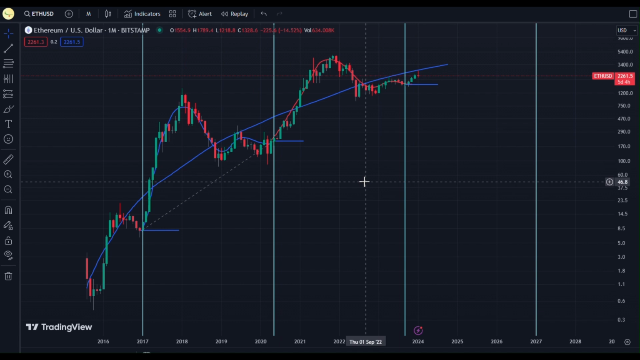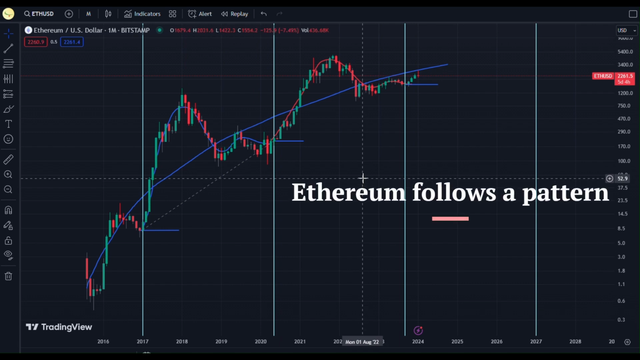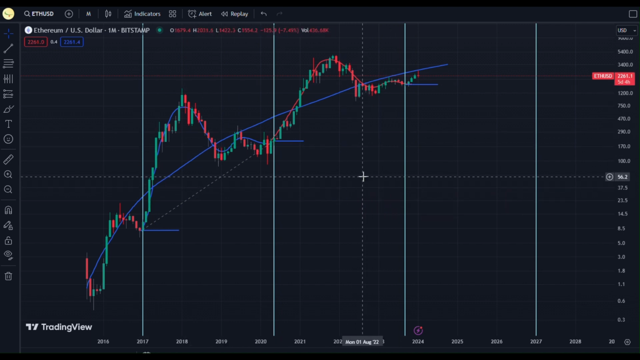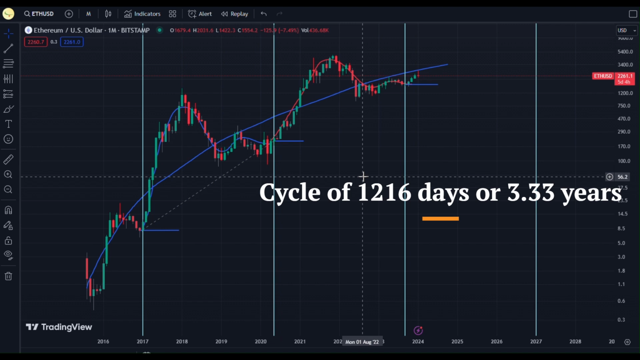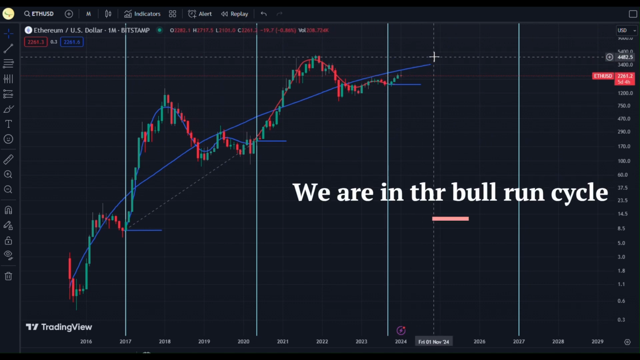So now we have a few important points: the Ethereum cryptocurrency also follows some repetition of patterns. We can see here the first and second. It has a cycle of 1216 days, that is almost 3.3 years. And also we are in the bull run cycle right now.